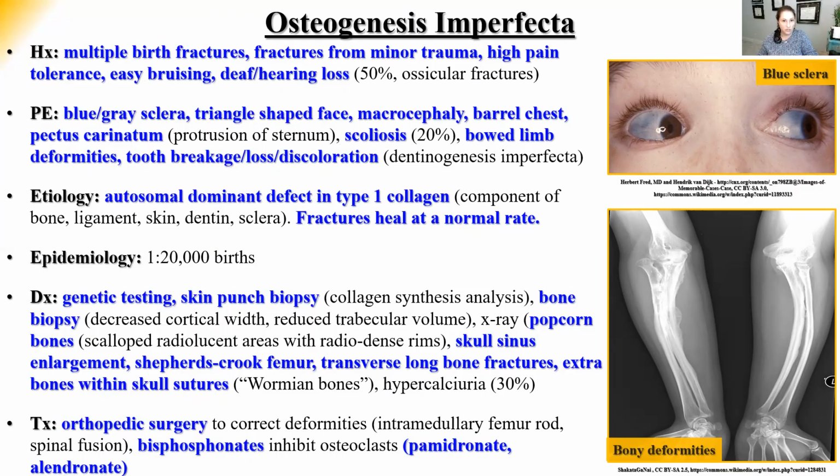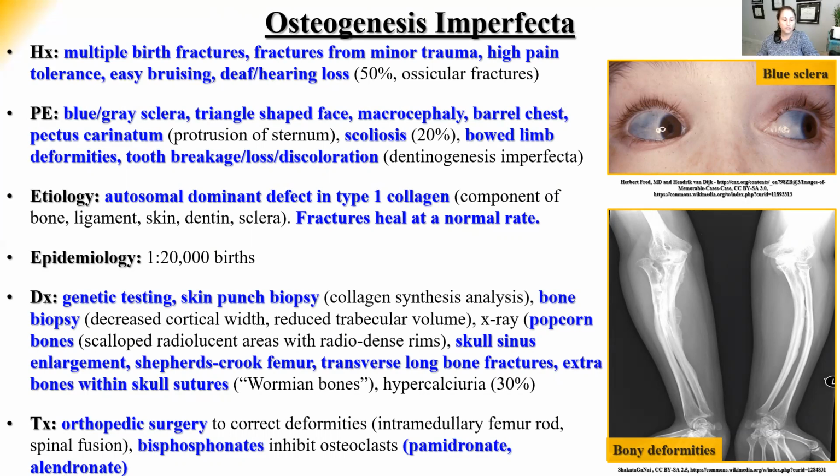A lot of physical exam findings on this one. Bluish gray tint to the sclera. You can see that in the top picture there. Triangle shaped face, macrocephaly, barrel chest, pectus carinatum, which is a protrusion of the sternum, scoliosis, bowed limb deformities. We can look at the arm in this bottom picture here or in the leg. Tooth breakage, loss, or discoloration if they have dentinogenesis imperfecta as well. It's interesting that they get lots of fractures, but their fractures still heal at a very normal rate.